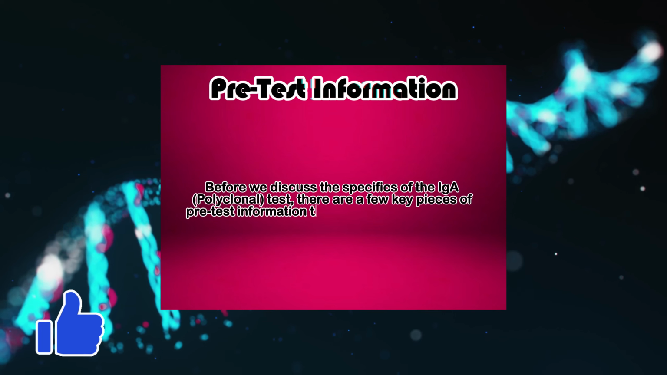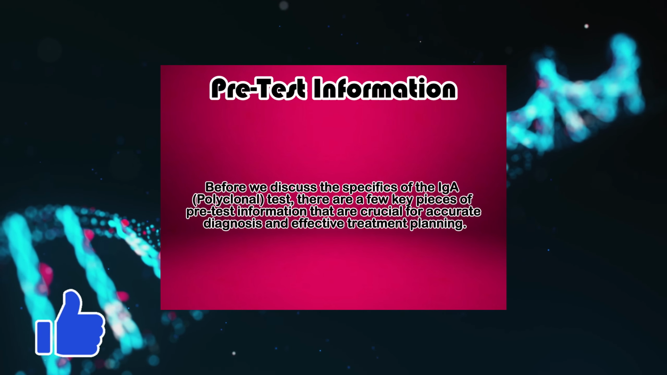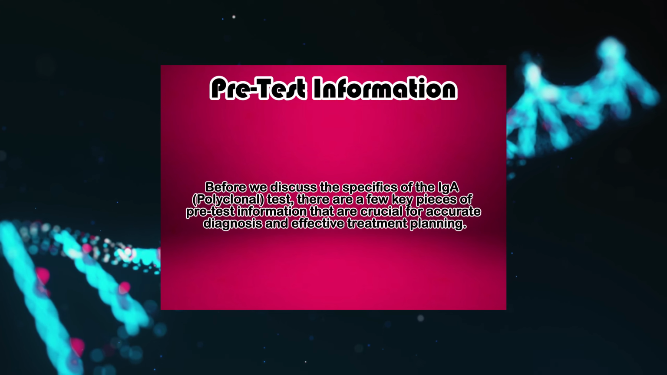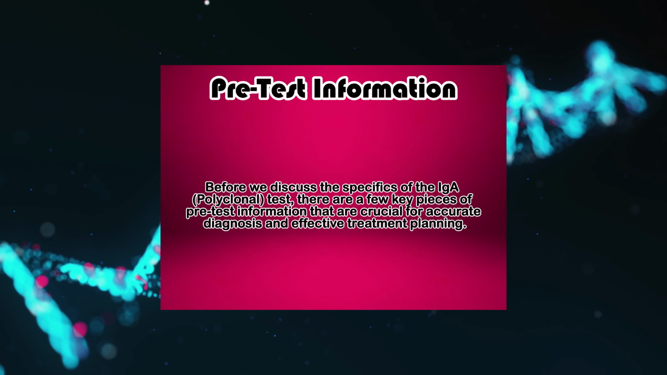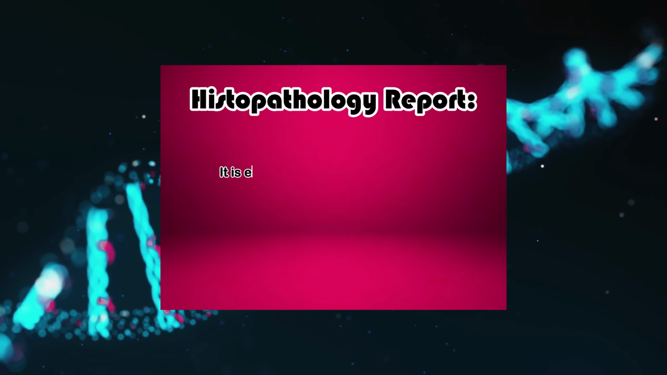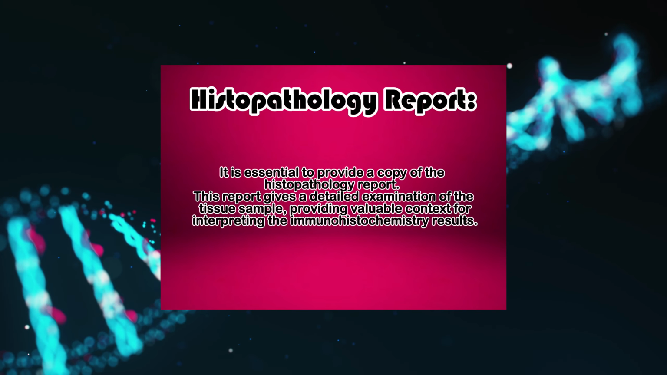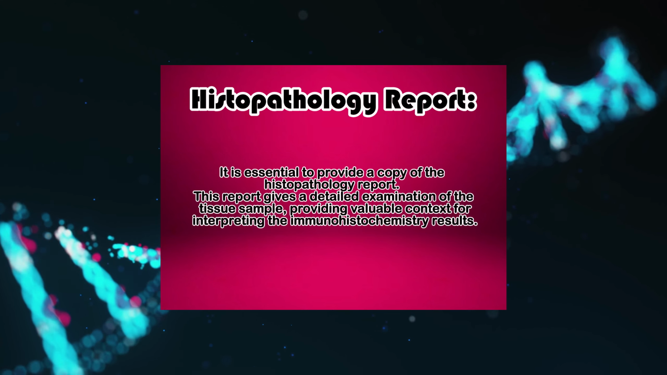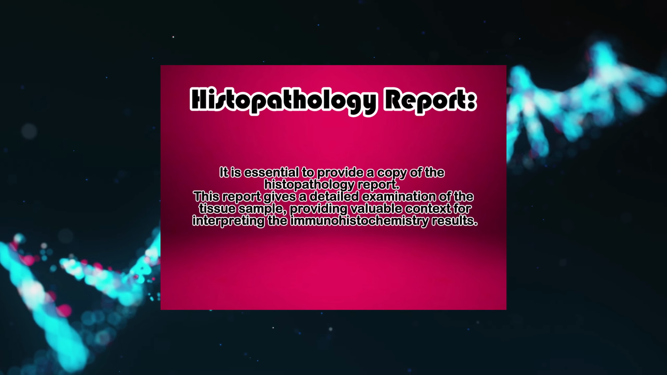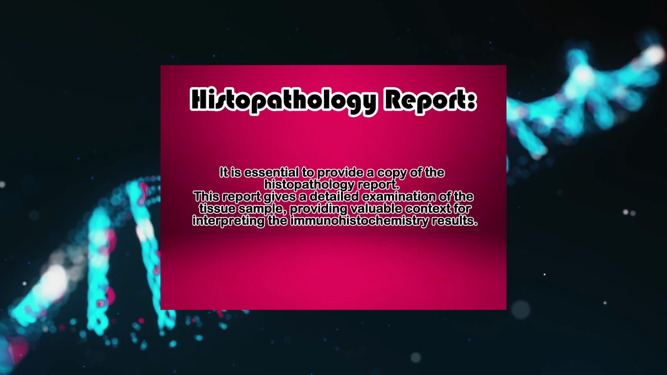Pre-test information. Before we discuss the specifics of the IgA polyclonal test, there are a few key pieces of pre-test information that are crucial for accurate diagnosis and effective treatment planning. Histopathology report. It is essential to provide a copy of the histopathology report. This report gives a detailed examination of the tissue sample, providing valuable context for interpreting the immunohistochemistry results.